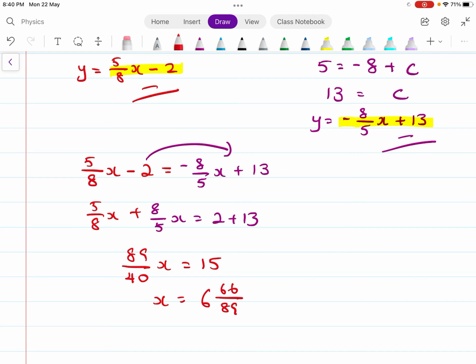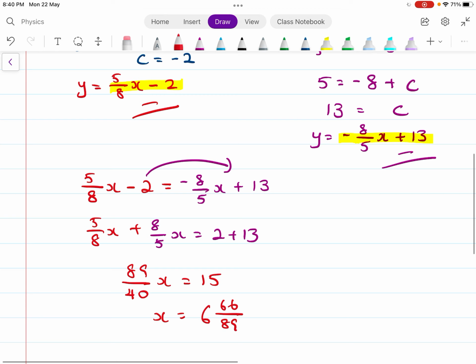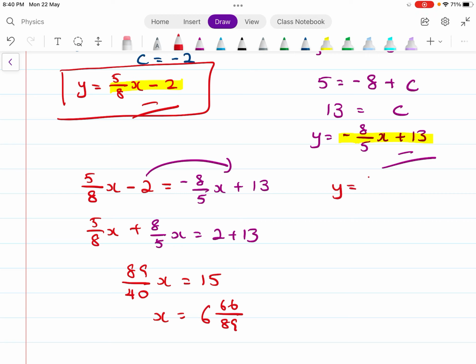Next we want to find the y coordinate. This one I believe you know how to do. You just need to substitute into either equation. For example, I just substitute into the first equation. So y is equal to 5 over 8 times bracket 600 over 89, minus 2. Let's calculate first. You should get 219 over 89.